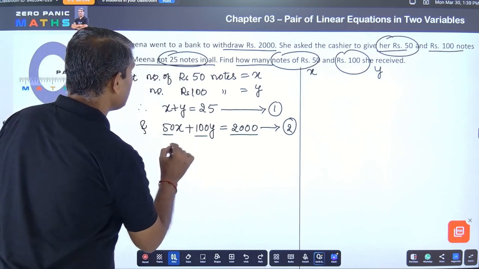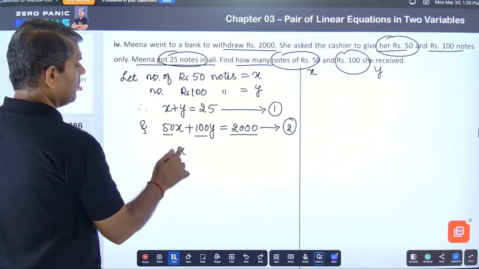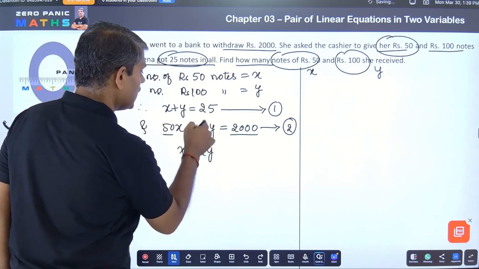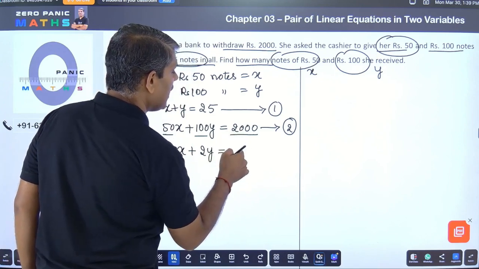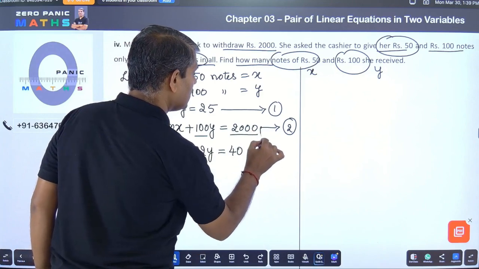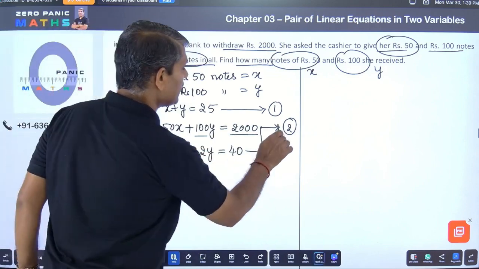Dividing by 50 will give me x plus 2y, because 100 by 50 is 2, and 2000 by 50 is actually 40. So now I can call this equation 2.